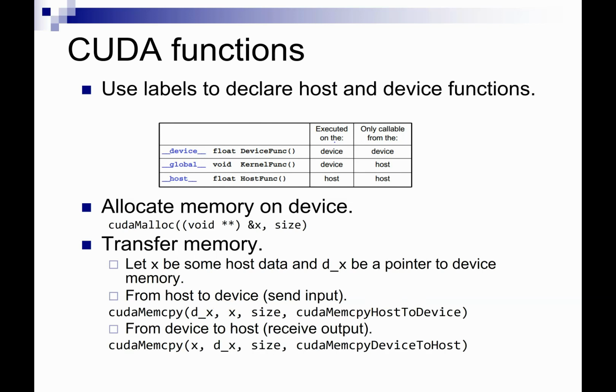And then eventually the GPU finishes, so maybe you want to get the output back from the GPU. Again, you can use cudaMemcpy, but you use it in the other direction. Now you're copying to the CPU from the GPU, and you need to specify that it's in that direction.